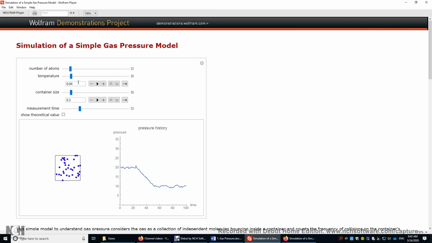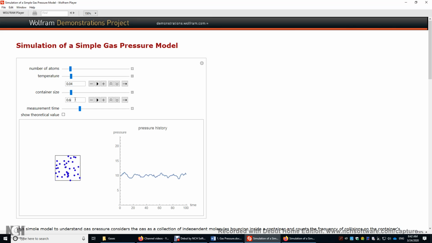Now I'm going to change the container size from 0.3 to 0.6. What do you think? How will the pressure change? This time, just imagine when the container gets bigger, the number of atoms remains constant, the temperature remains constant, the speed or the average kinetic energy of the particles remain constant. And then we have a larger container.